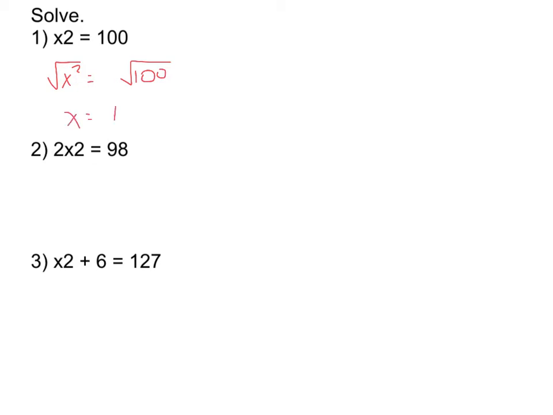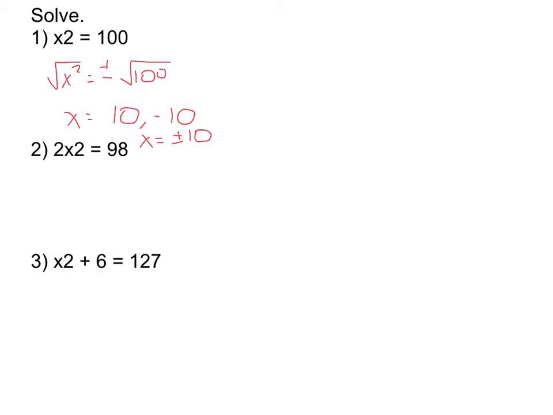X could be not only 10, but it could also equal negative 10, because 10 times 10 is 100, and negative 10 times negative 10 is 100. So, in order to more succinctly write this, we could simply say that x is equal to plus or minus 10. And what that means is, up here, anytime we square root both sides, we need to put a plus or minus sign in front of the square root of the number we're creating, because there are two answers here. Okay? You get used to that.